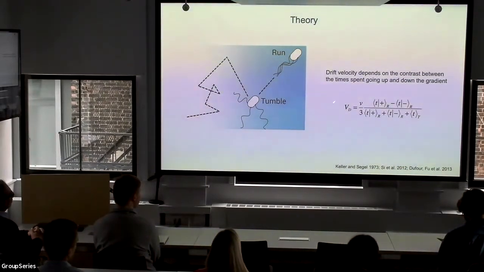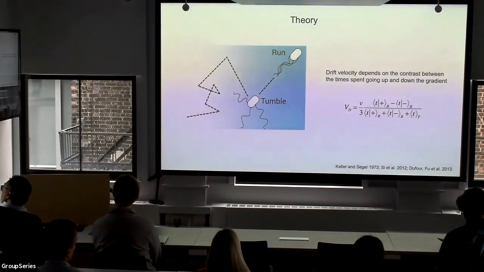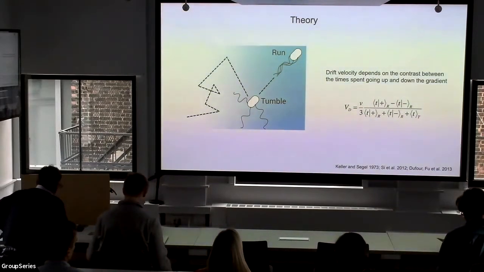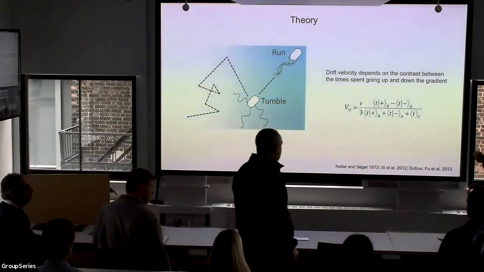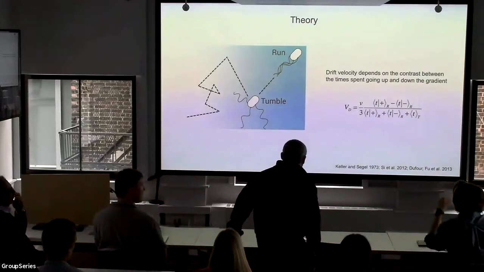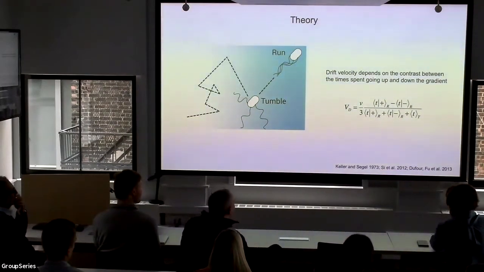If you think about the drift velocity in a fixed gradient for a single cell that is doing runs and tumbles, what matters is the average time you're going up the gradient minus the average time you're going down the gradient, divided by the sum of them and the time you spend tumbling. When you're tumbling, you're not progressing. And so the drift velocity really depends on the contrast between the run up and down the gradient.